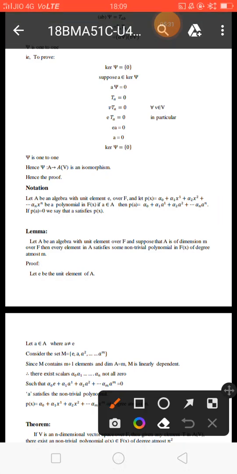So let A be an algebra with unit element e over F, and let p(x) = α0 + α1x + α2x² + ... + αnxⁿ be a polynomial in F[x]. If a belongs to A, then p(a) = α0 + α1a + α2a² + ... + αnaⁿ. If p(a) = 0, we say that a satisfies p(x), or we can say that p(x) is a minimal polynomial of a.